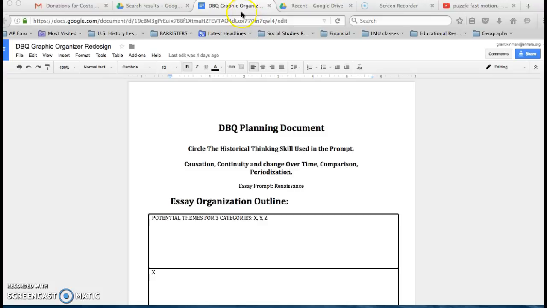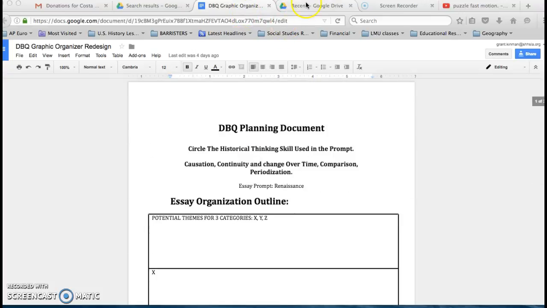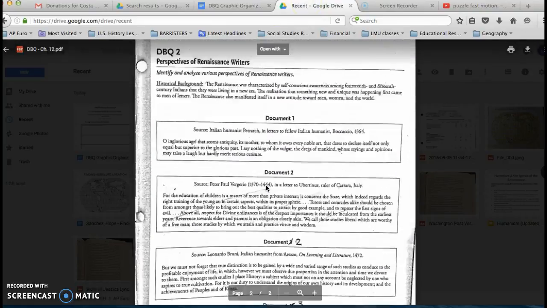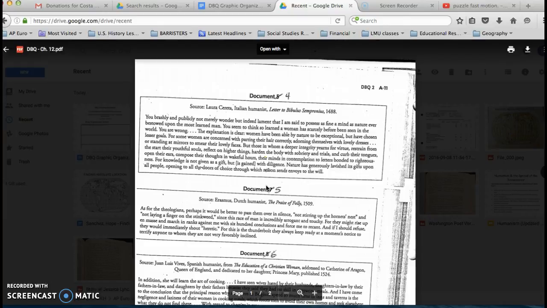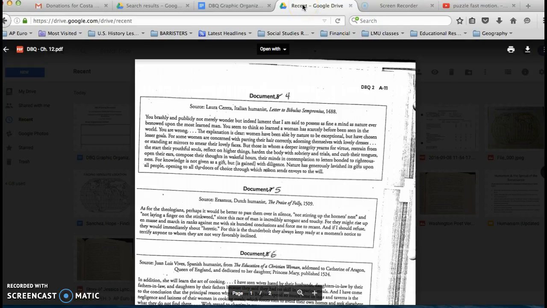You need these things in front of you. You need your DBQ planning document. Please get that out. And then you need the actual DBQ that you picked up in class. And that's it. Okay, so we're going to work with these two documents, have those in front of you.